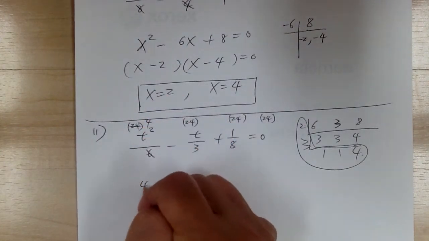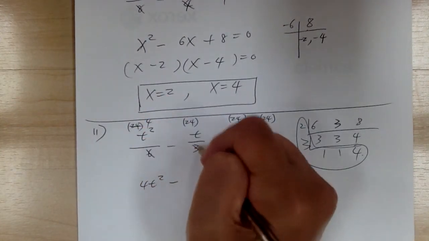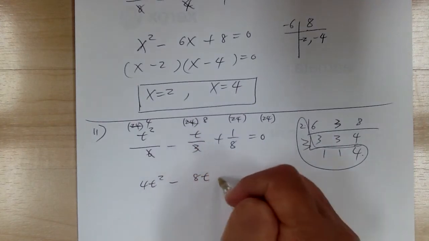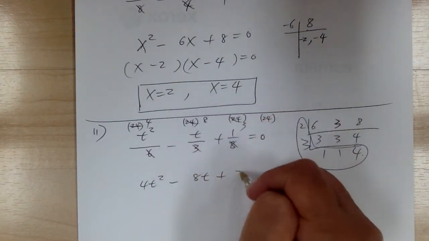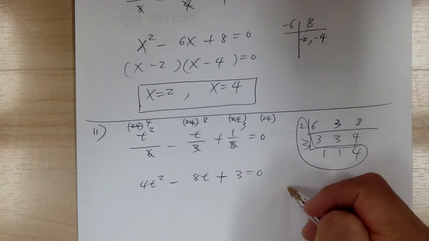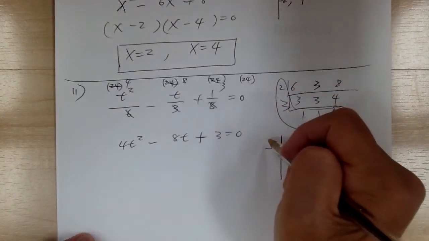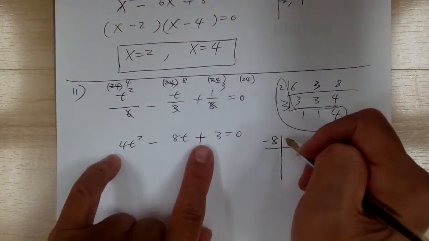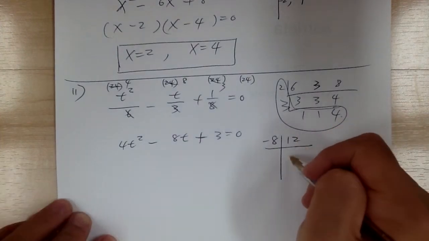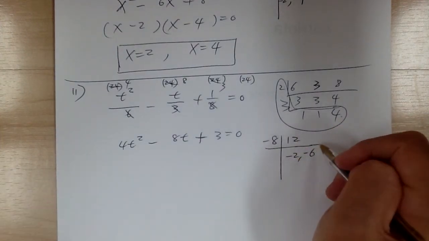Okay, multiply, so you got 4t squared minus 8t plus 3 equal to 0. Do your master product factoring. So you got negative 8, and this would be 12. So you need to get negative 2, comma, negative 6.